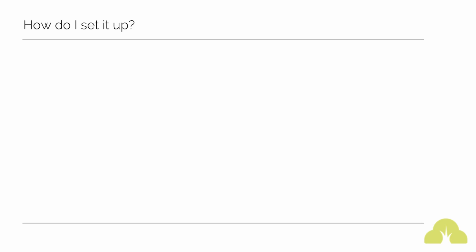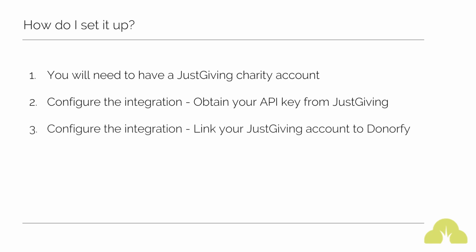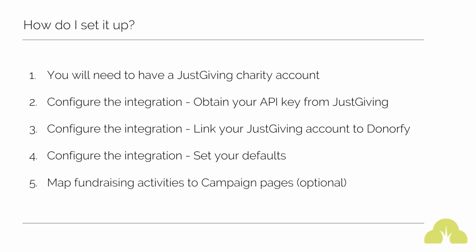So how do you set all of this up? To set up the JustGiving integration and take advantage of all of the time savings and extra data that the integration will deliver, we will run through the need of a charity account, configuration of the integration, that's obtaining your API key from JustGiving, configuring the integration, this is linking your JustGiving account to DOnorfy, setting your defaults, and mapping fundraising activities to campaign pages.